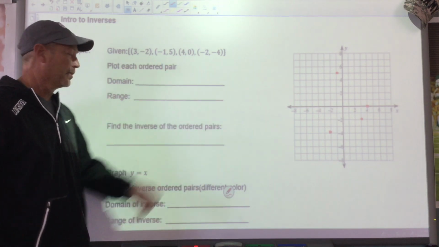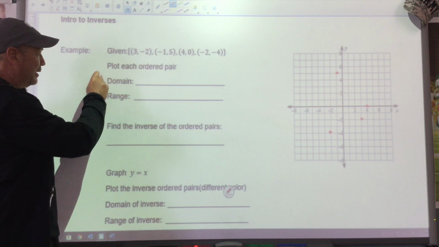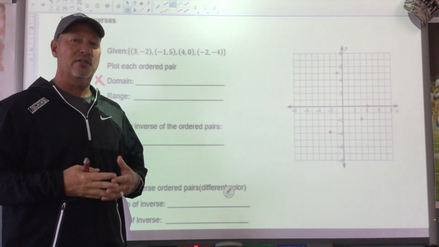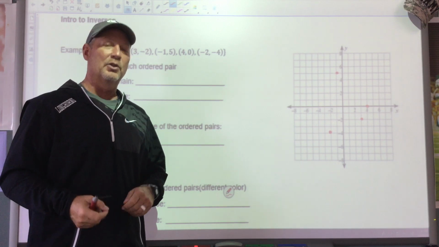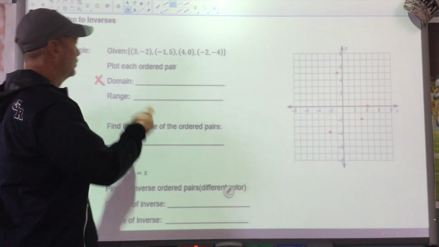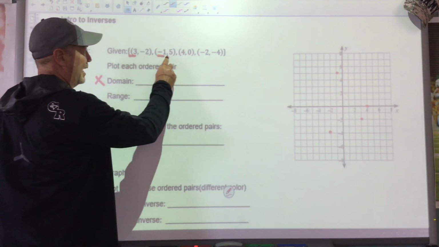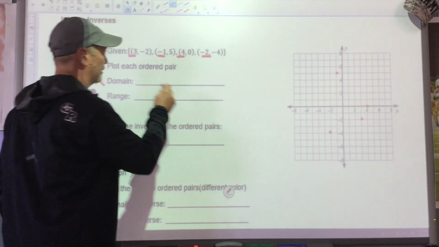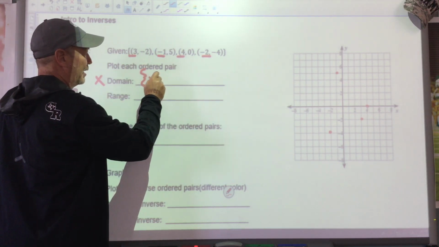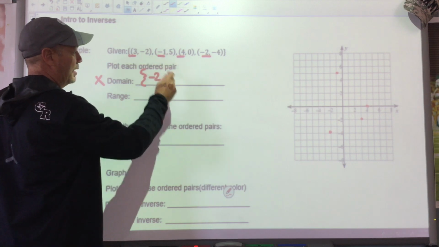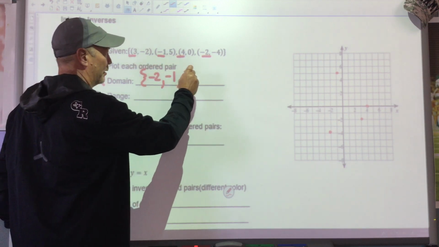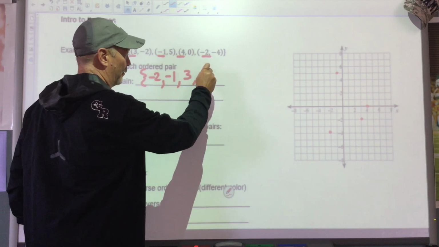ordered pairs. The domain is our x values. So I'm going to ask you to list your x values smallest to biggest, and we're not going to repeat a value. Okay, so this is an x, this is an x, this is an x, this is an x. My smallest x value is negative 2, and then negative 1, and then 3, and then 4.